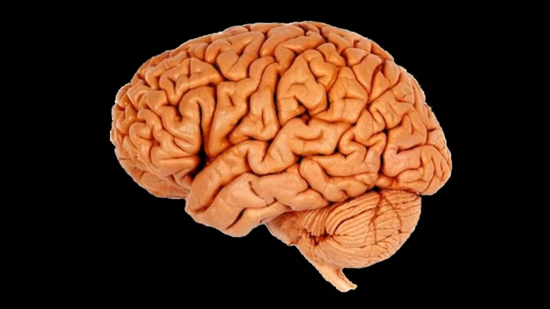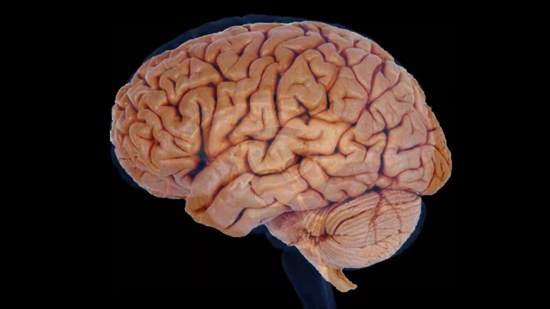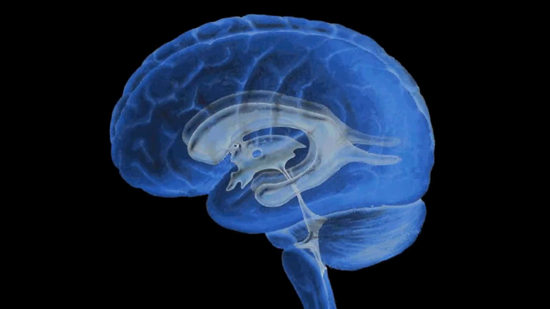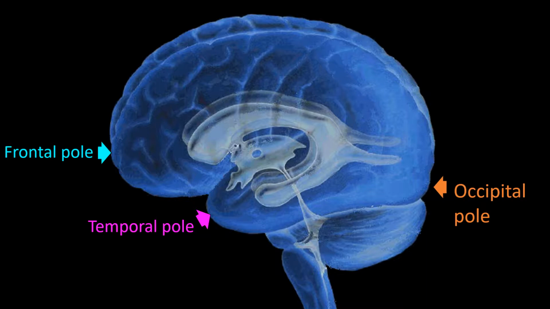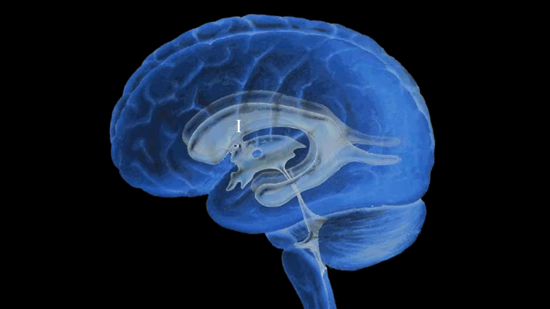Here you see a lateral view of the brain. This is a transparent representation of the brain and the cerebrospinal fluid-filled ventricles. You can see the frontal, temporal, and occipital poles. This is ventricle number 1, ventricle number 2, ventricle number 3, and ventricle number 4.